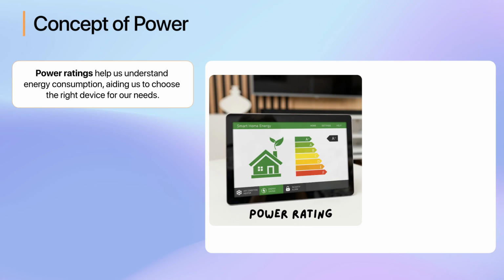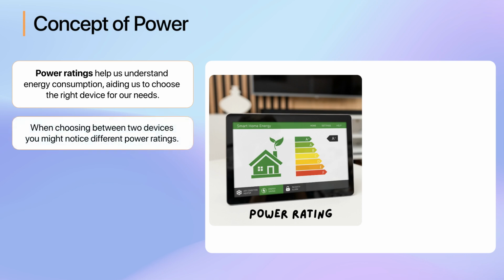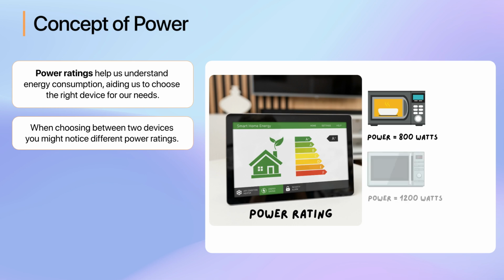For example, if you are choosing between two microwaves, you might notice one has a power rating of 800 watts, meaning it converts 800 joules of electrical energy into heat every second, and another has a rating of 1200 watts, meaning it converts 1200 joules of electrical energy into heat every second.